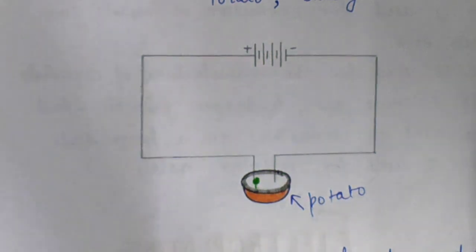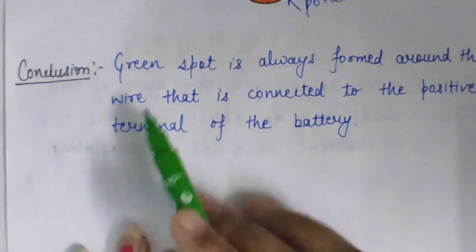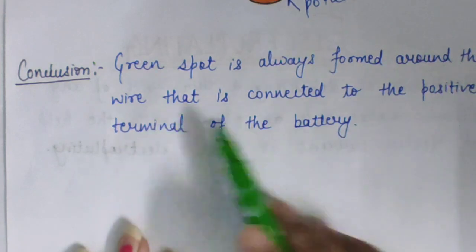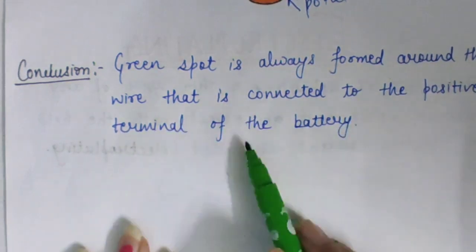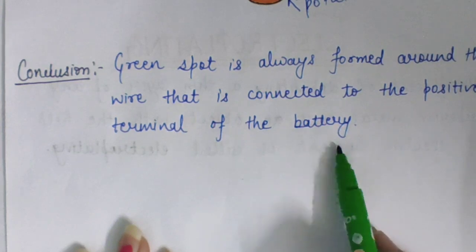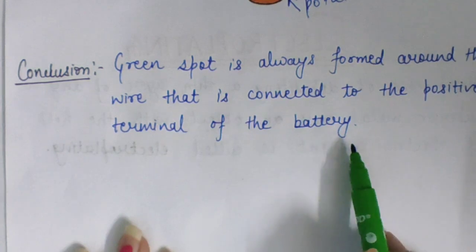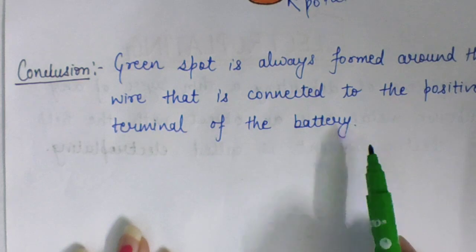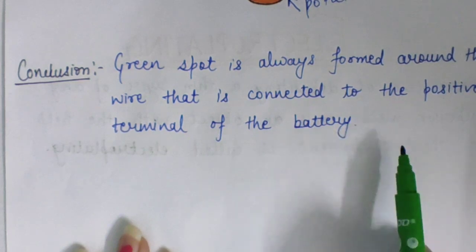Okay, so what is our conclusion? We have concluded that the green spot is always formed around the wire that is connected to the positive terminal of the battery. So this green spot shows that this end is connected to the positive terminal of the battery. So this is your activity, that how can we identify the positive terminal of the battery with the help of a potato.